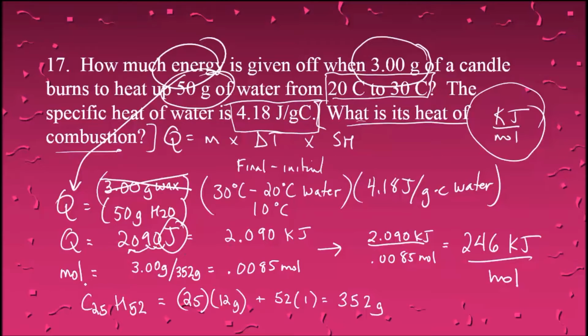Then we converted to moles by taking the mass that was given to us and dividing by the formula mass, which is the sum of all the masses of each element in the formula. That gave us a mole of 0.0085. We divided these two numbers and we got its heat of combustion.